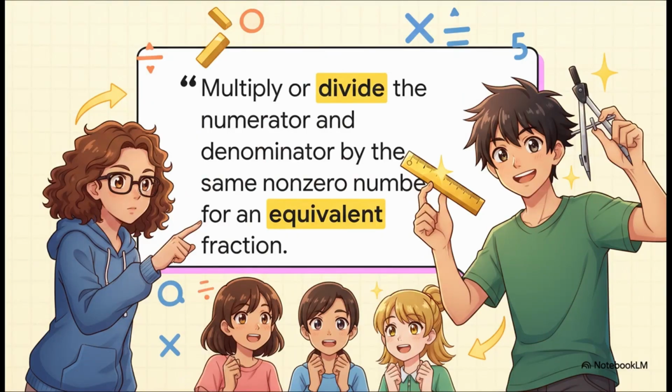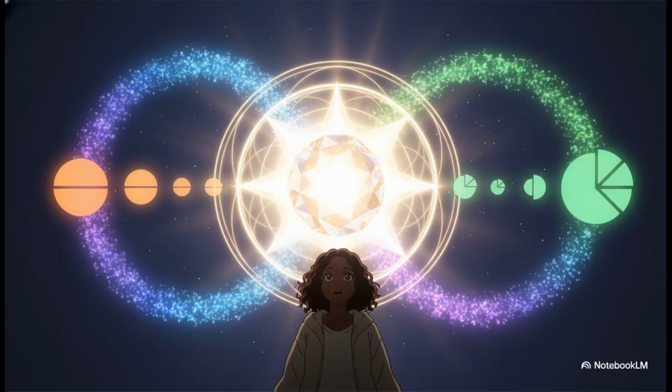And this brings us to it. The one rule that governs everything. The engine that makes this whole thing work. As long as you multiply or divide the top and the bottom of a fraction by the exact same non-zero number, the fraction's actual value doesn't change one bit. This is it, the fundamental property of fractions. It isn't two separate rules for two separate problems. It's one simple, powerful idea that lets us reshape and rescale fractions to do whatever we need them to do.